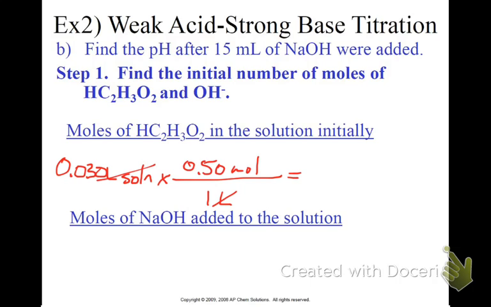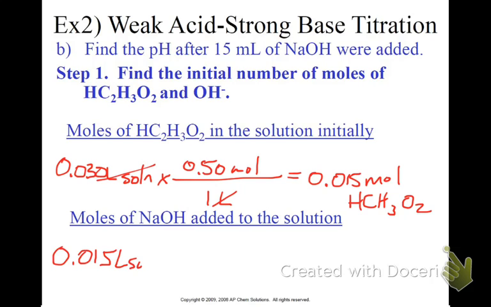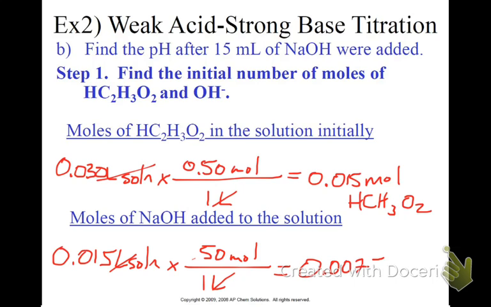So that means we're going to have 0.015 moles of HC2H3O2. And for sodium hydroxide, we've added 0.015 liters of the solution, and it's 0.50 moles for every 1 liter, which means we have 0.0075 moles of sodium hydroxide.